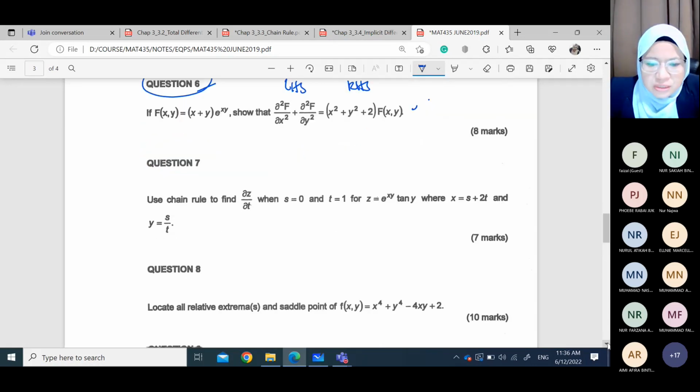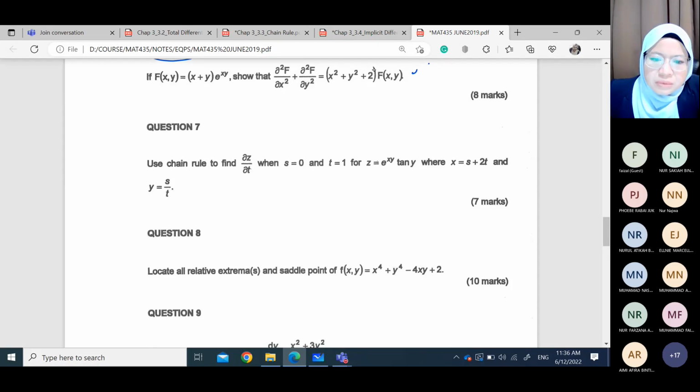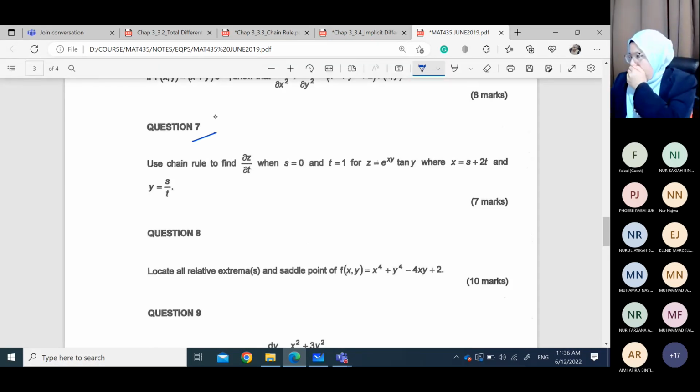Okay, so next look at question 7. So question 7, it is about chain rule. Use chain rule to find the partial derivative with respect to t on z when s equals 0, t equals 1. For z is exponent xy tangent y, where x equals s plus 2t and y equals s over t.